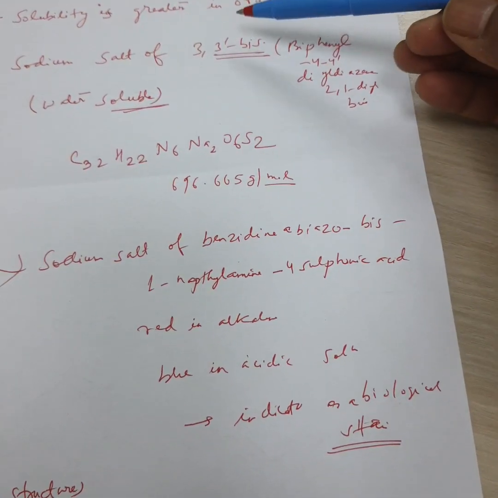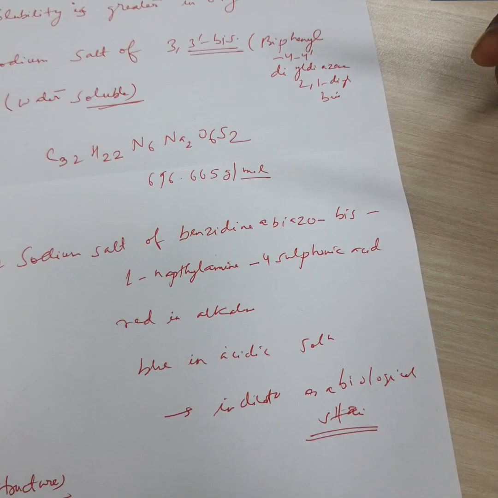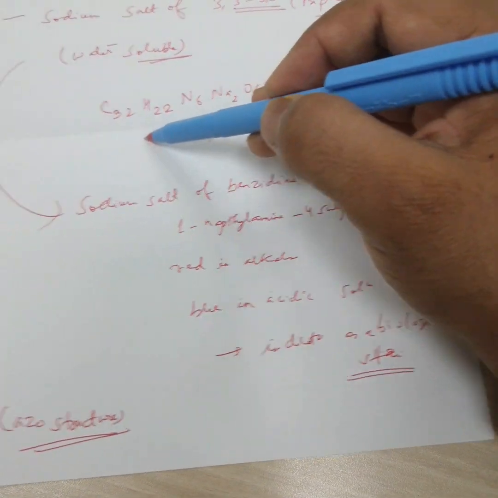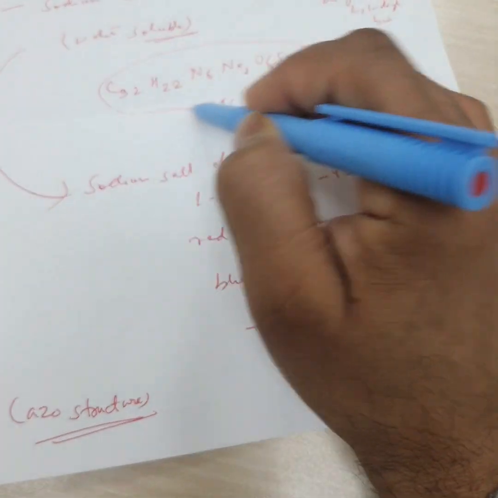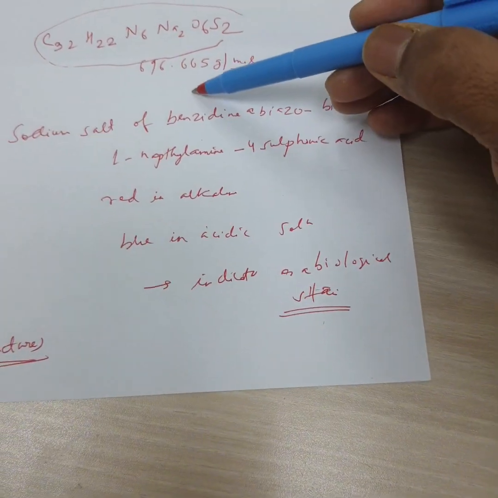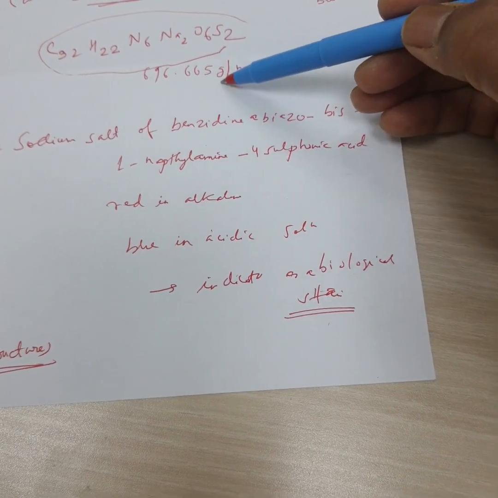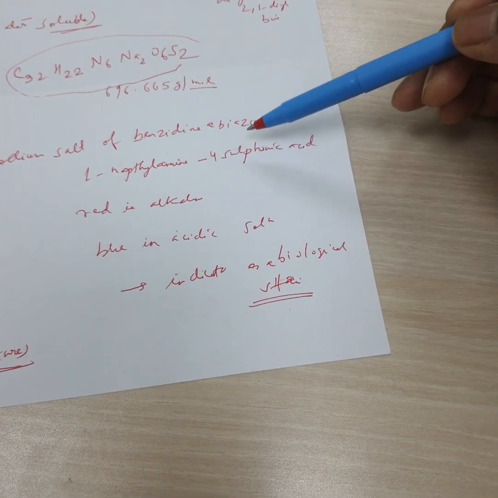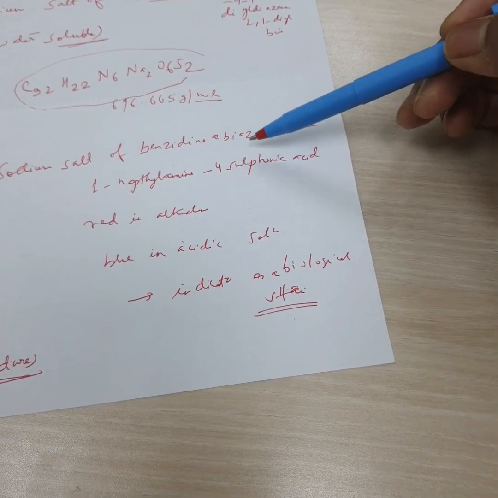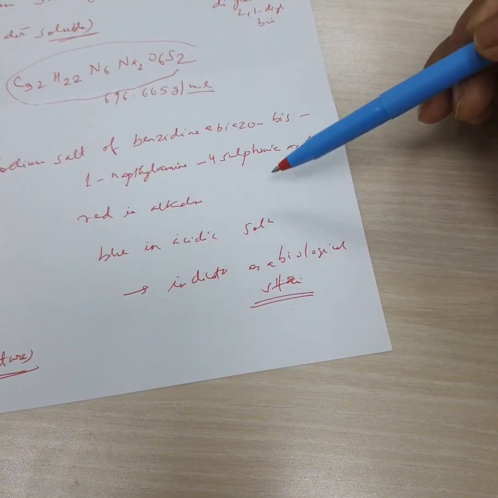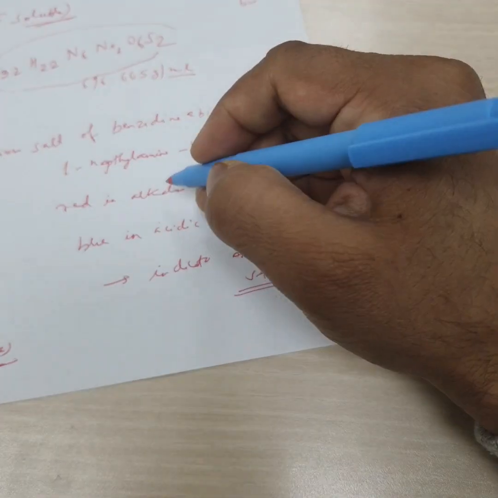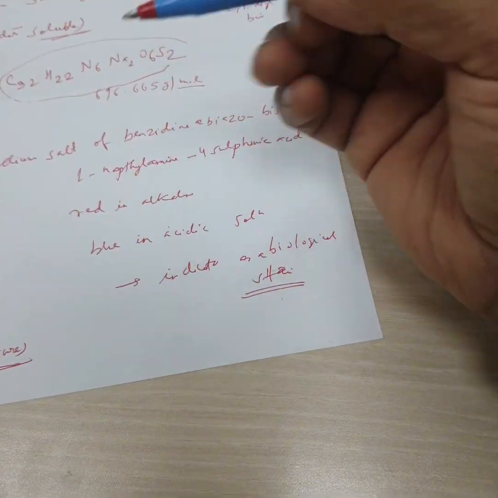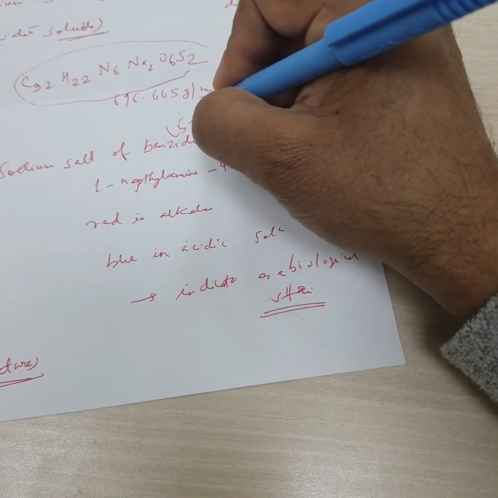It is water soluble, but its solubility is greater in organic solvents. You can see the formula here, and the molecular weight is around 696.665 grams per mole. It is the sodium salt of benzidine bis 1-naphthylamine 4-sulfonic acid, which is red in alkaline or basic medium and blue in acidic medium. So usually the working range for adsorption studies is from pH 5 to 10.